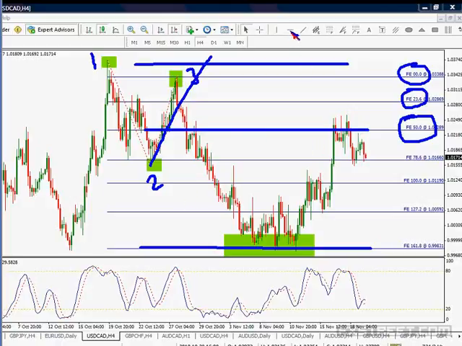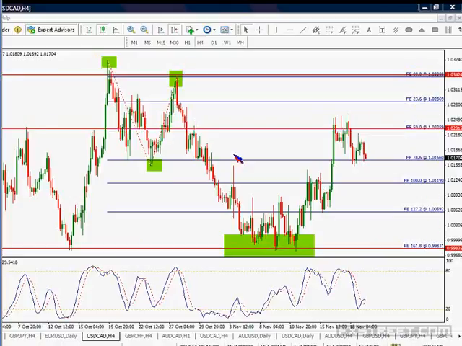Right, so what do we have? Let's take it this way. We have an entrance at fib 50, entry. We have stops to be placed here. Ultimate target is 161. What is my risk to reward ratio?